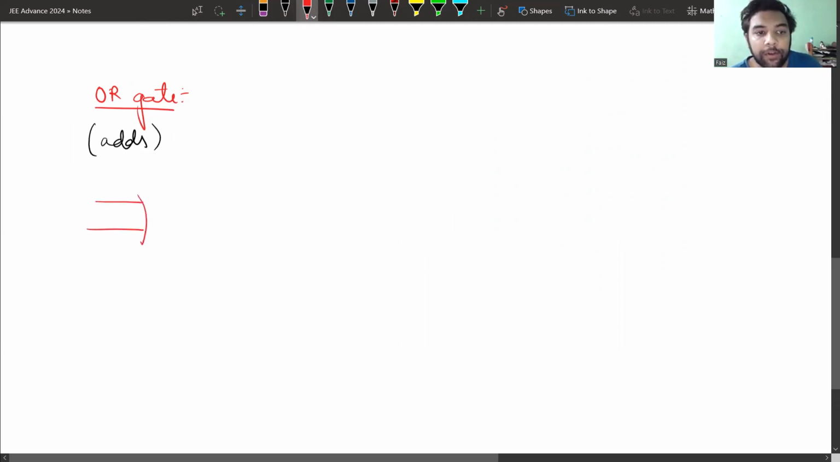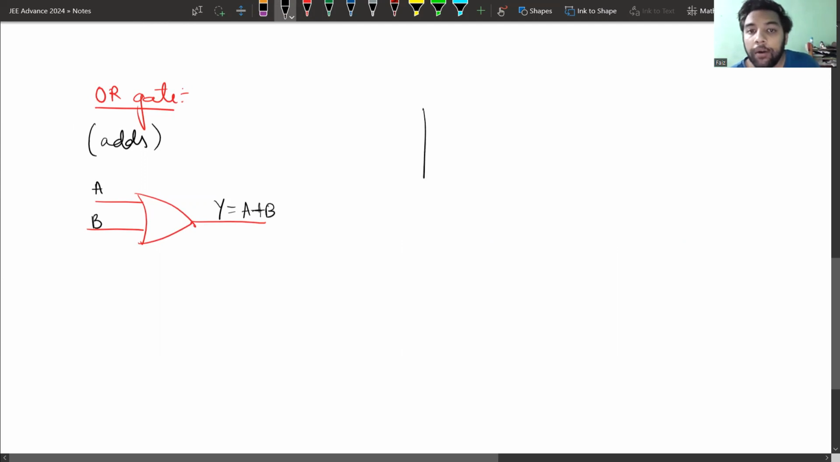Now, moving on to the next gate, which is OR gate. First, what is the use of OR gate? It adds up. Okay, it adds up. Second, what does the diagram look like? It looks something like this. A stylish version of AND gate, we can say, right? If the inputs are A and B, what will the output look like? Y will be A plus B, right?